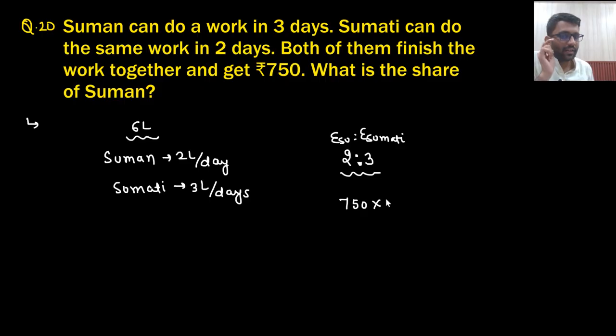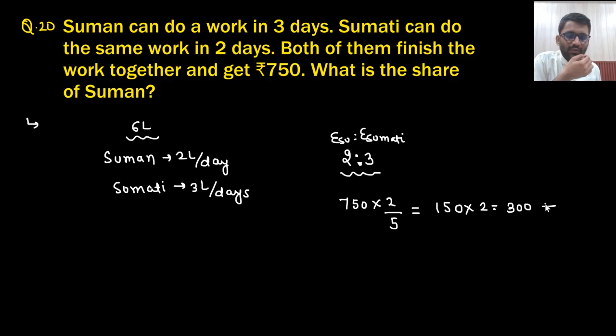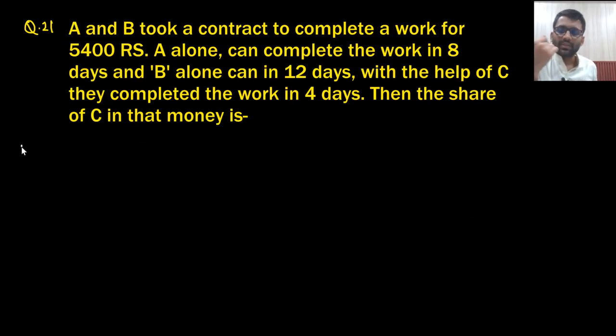Suman will get only 2 part of 5. So if they were getting 5 rupees, 2 Suman would be getting and 3 Sumati would be getting. So if they are getting 750 rupees, so 2/5 part only Suman will get. So what is that? 5 1 ja 5, 5 5 ja 25, 0 into 2, so 300. So 300 Suman will get, and then the rest 450 Sumati will get, right? Let's see the next question.